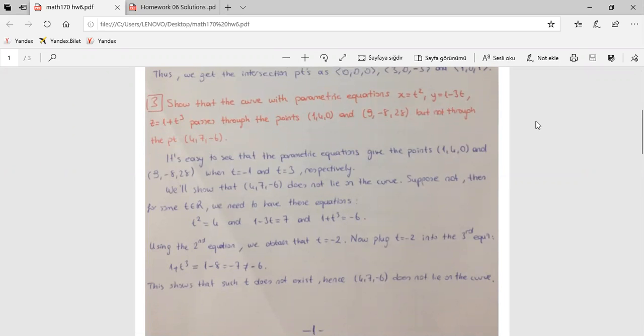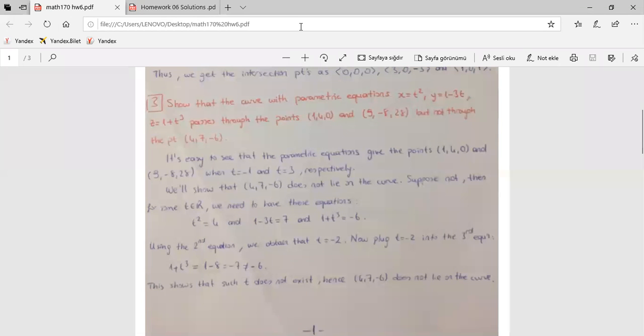Now we're given the curve with parametric equations where x equals t squared, y equals 1 minus 3t, and z equals 1 plus t cubed. We want to show that these two points are on the curve, but not this point. It's easy to see that when t equals -1, we get this point, and when t equals 3, we get that. How do we do that?